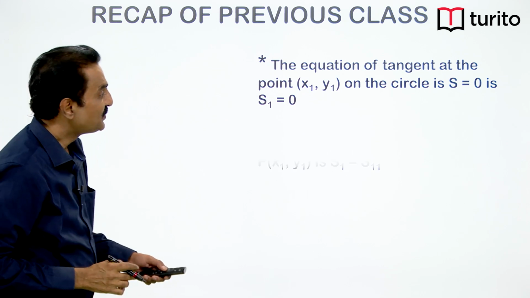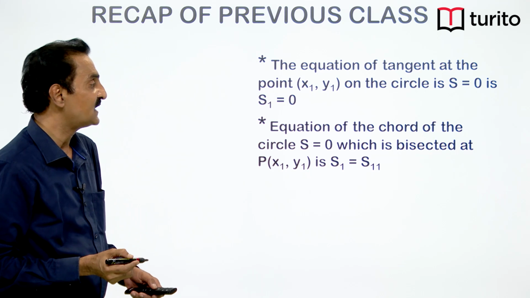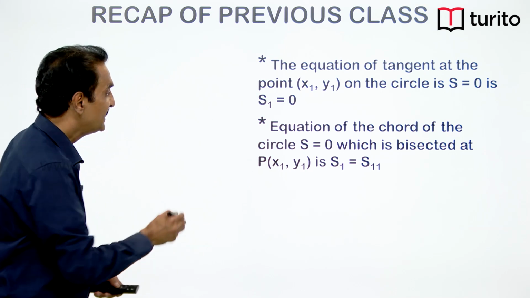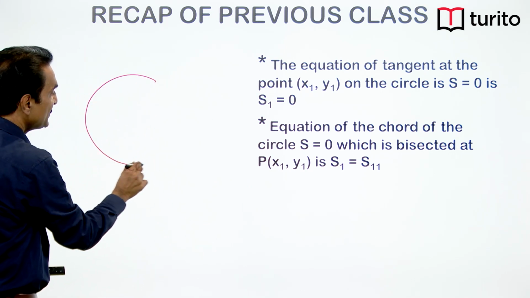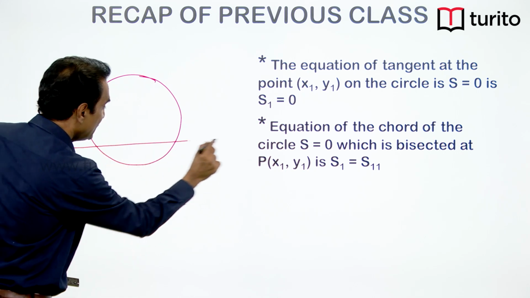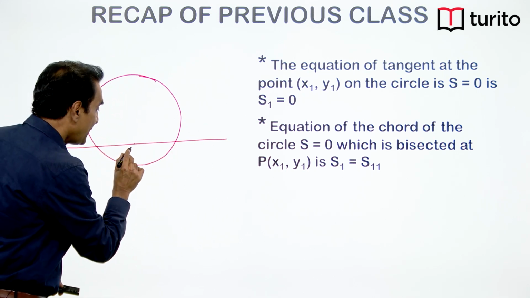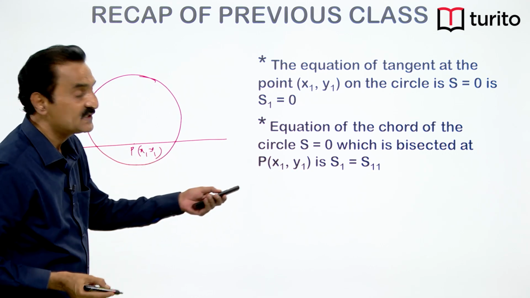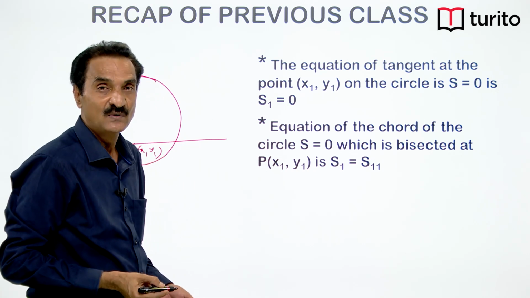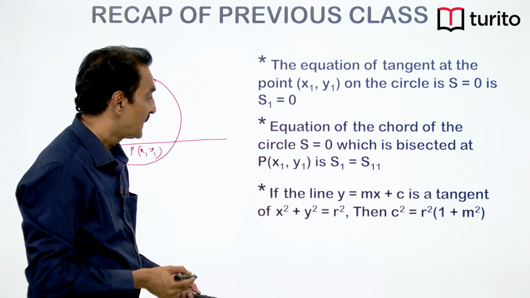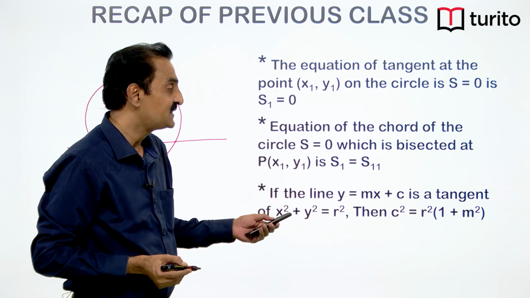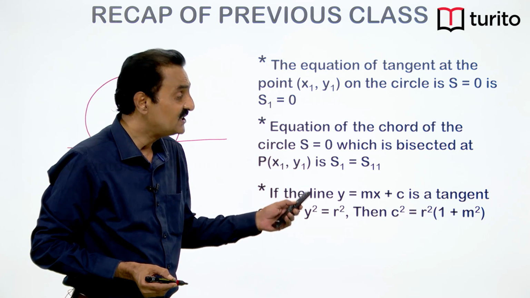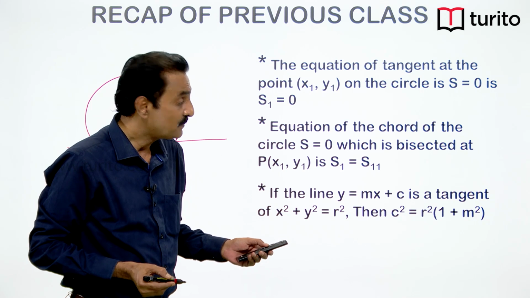Now, let us move on to the next point. The equation of the chord of the circle S = 0, which is bisected at P (x1, y1), is S1 = S11. Suppose a circle is like this and this is a chord. If the midpoint of the chord is P (x1, y1), the equation of the chord is given by the formula S1 = S11. Next, if the line y = mx + c is a tangent to the circle x square plus y square is equal to r square, then c square is equal to r square into (1 plus m square).